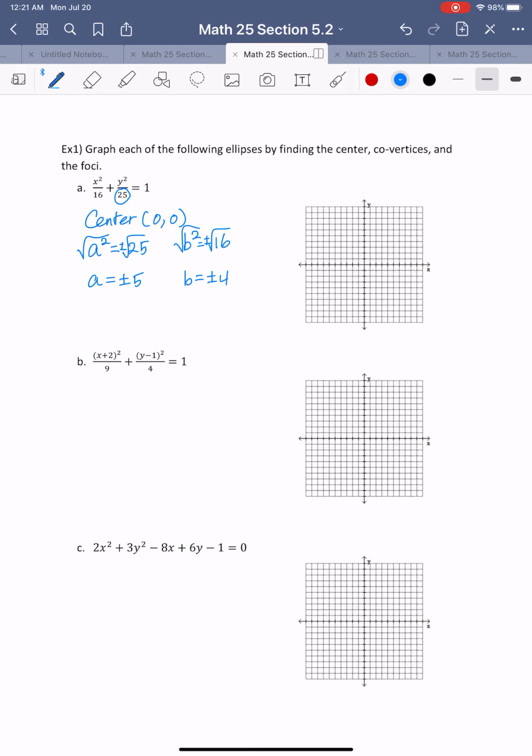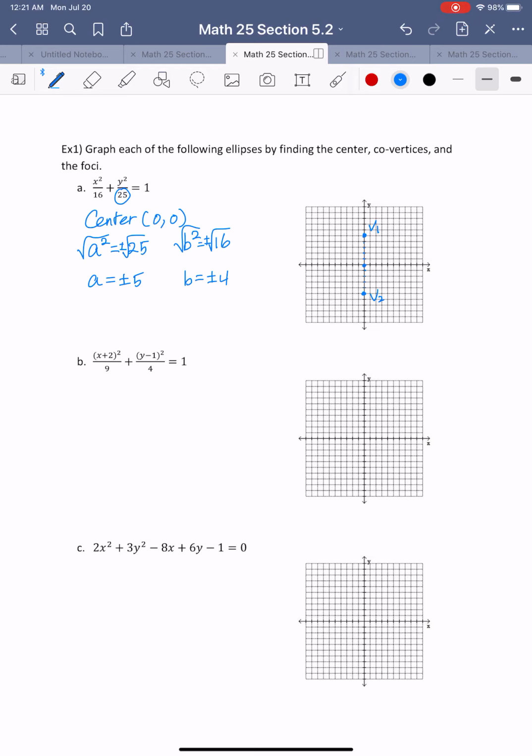Okay, so from the center (0, 0), this time a squared comes with y, so you need to go up 5 to get the vertices. From the center, you go 1, 2, 3, 4, 5, right here. So this is vertex 1, and then down from the origin 5 units, 1, 2, 3, 4, 5, and this is vertex 2.